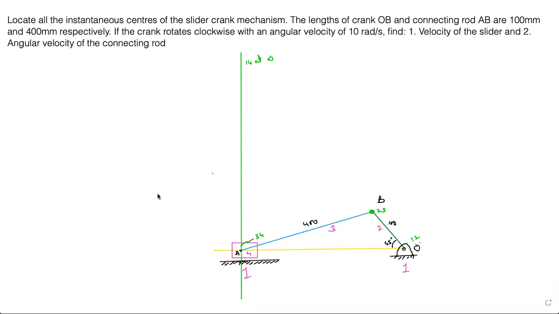Now, how to find out the other instantaneous centers? Actually, how do you know that there are other instantaneous centers? You have a formula. The total number of instantaneous centers is equal to L into L minus 1 by 2, where L is the number of links. There are 4 links, so 4 into 4 minus 1 by 2 is equal to 6. Now you have only four instantaneous centers, so the remaining 2, how will you find out?